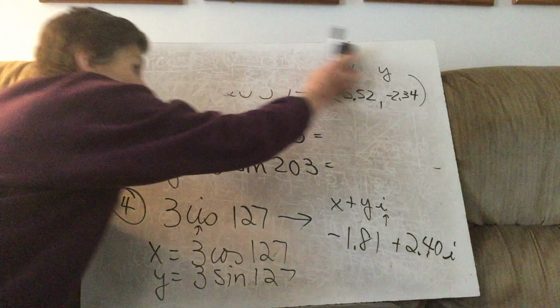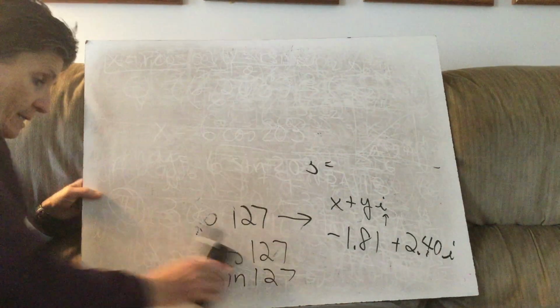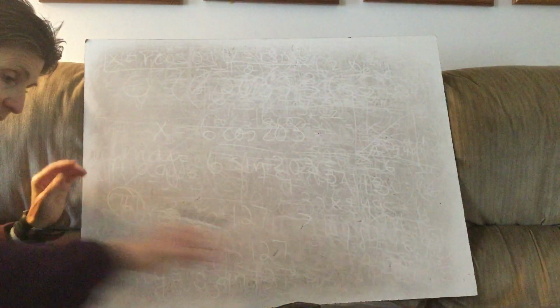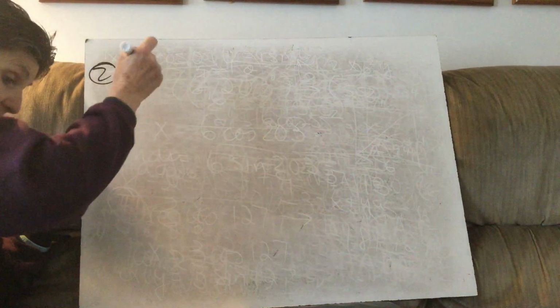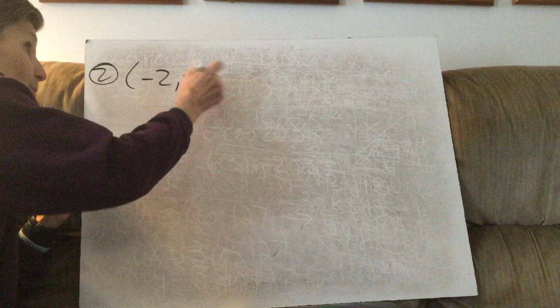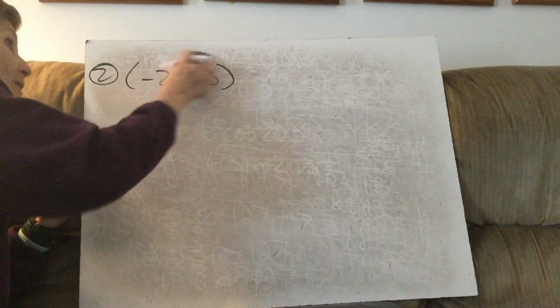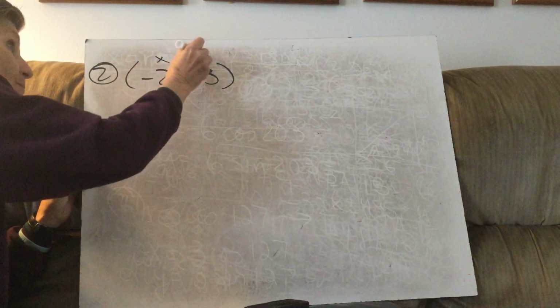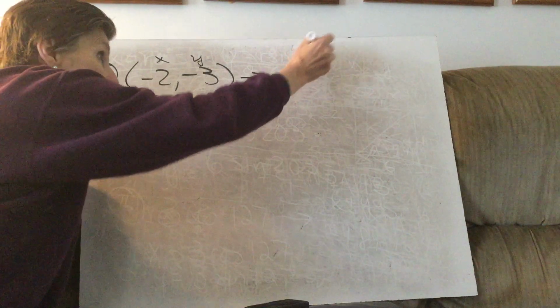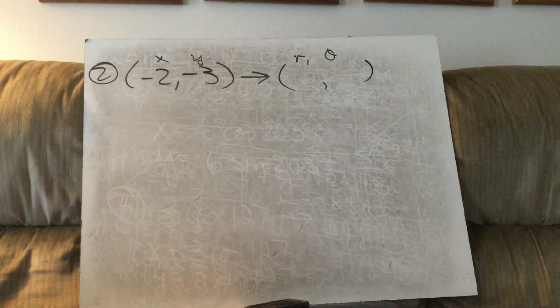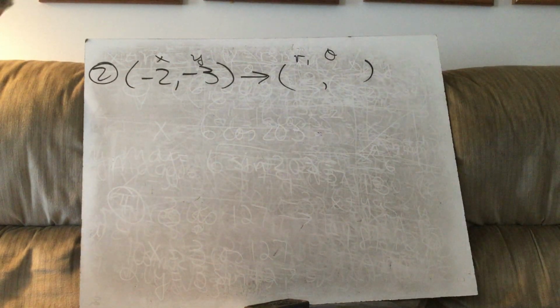Now, 2 and 3 are also done exactly the same way, but they are the opposite of what we just did. So problem 2 says we have (negative 2, negative 3), which is x and y. We have x and y, and we're going to change that into r and theta. So this is not hard, but it's a little bit more involved.